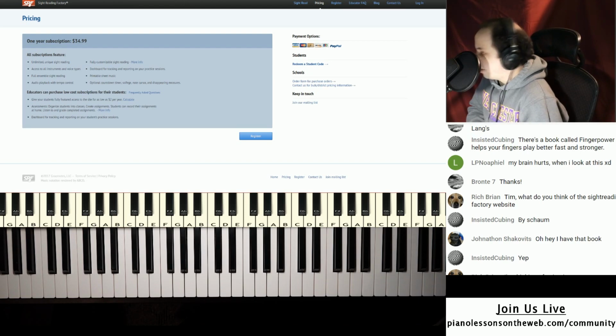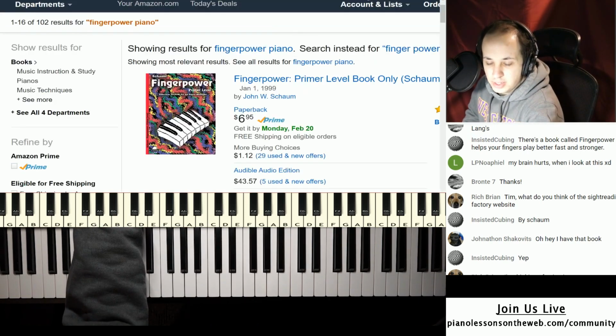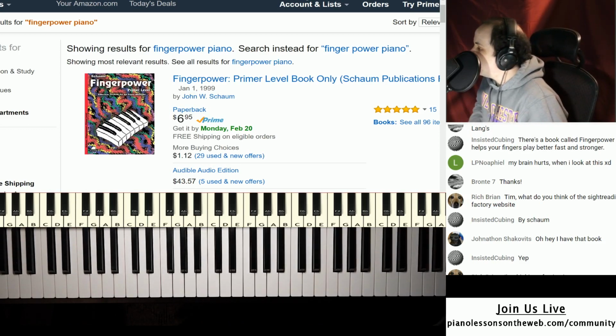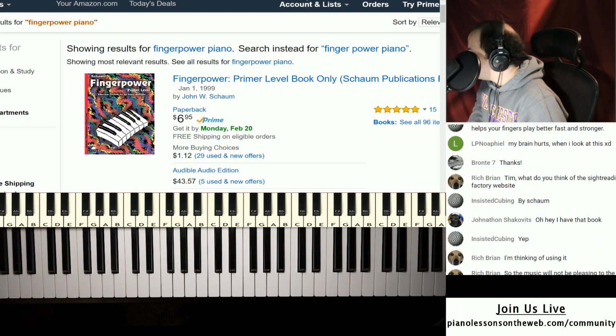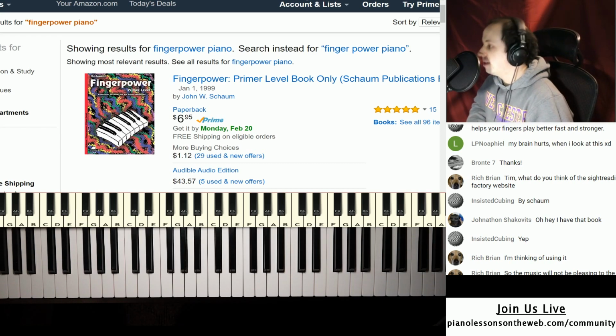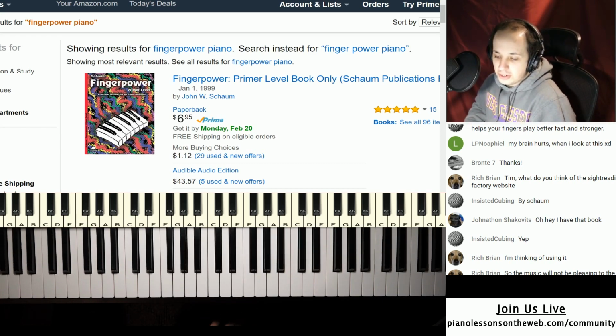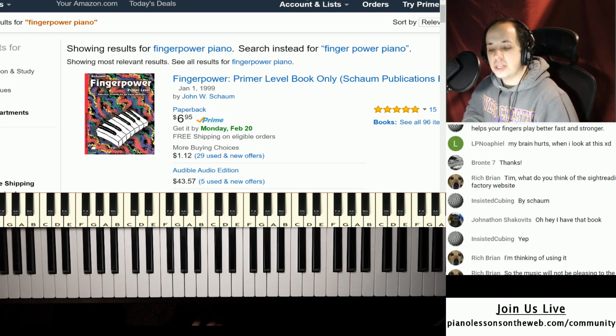By Schaum. So that is it. Here it is, Finger Power. So if you're interested in cubing, highly recommends this one. I'm thinking of using it. So the music will not be pleasing to the ear. It's just to practice playing notes. Yes, that's right. So it's not going to have anything that sounds like Mozart or Debussy or anything like that. It's just going to be very plain.